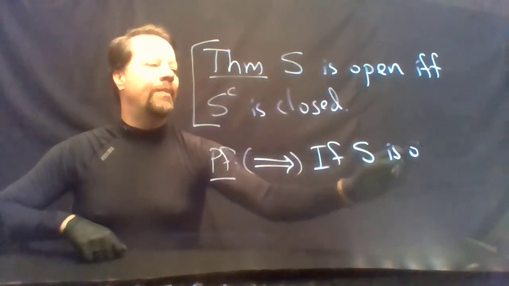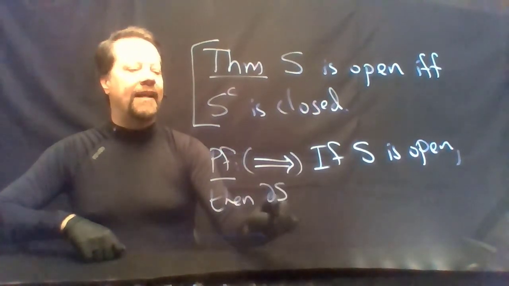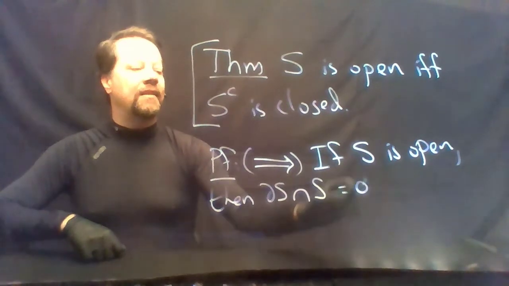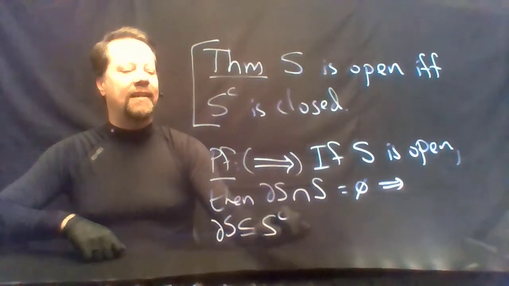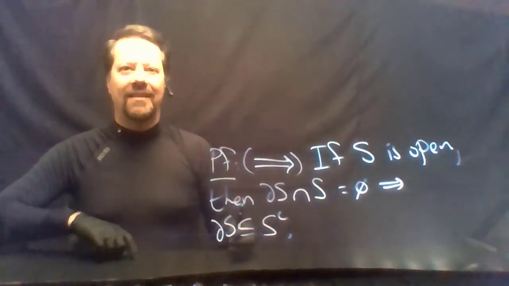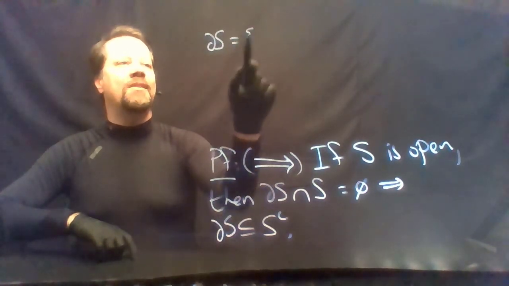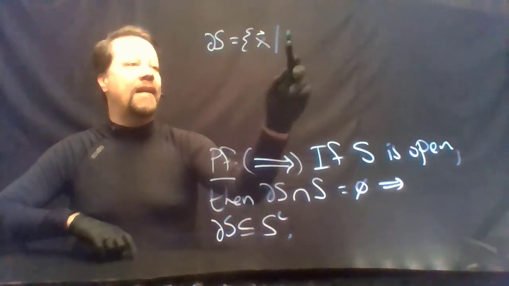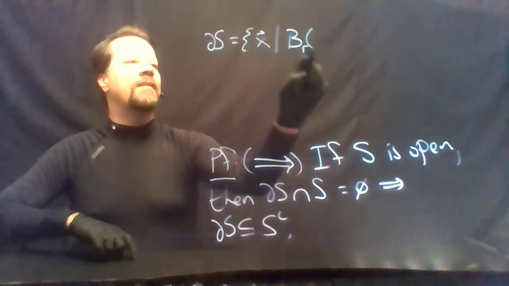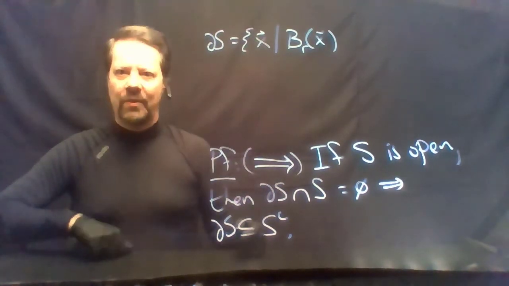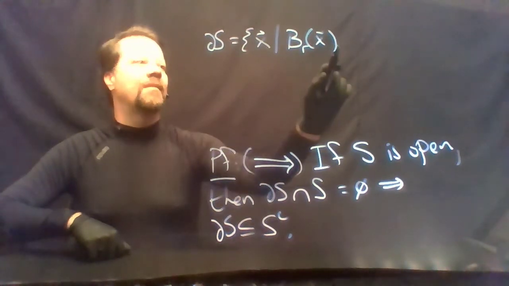If S is open, then the boundary of S intersect S is empty, and that implies the boundary of S is contained in S complement. But remember what the boundary of S is. Boundary of S is the set of all x such that the open ball of radius r centered at x will contain points both in S and points not in S.